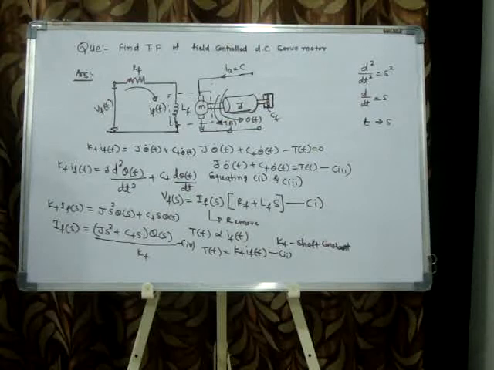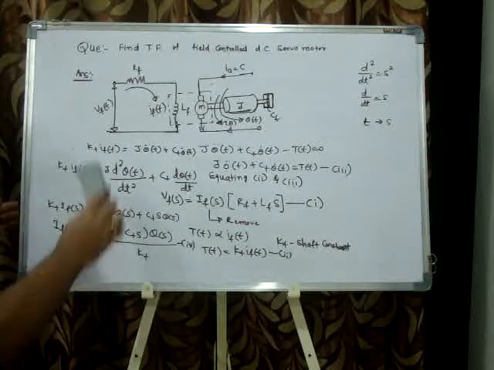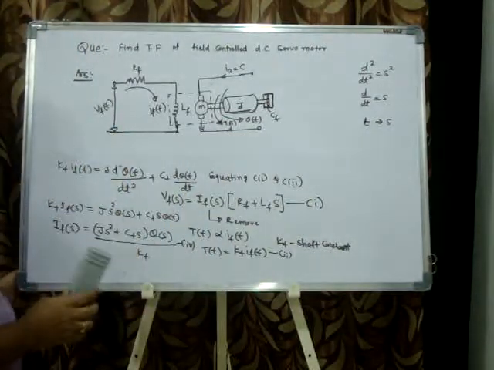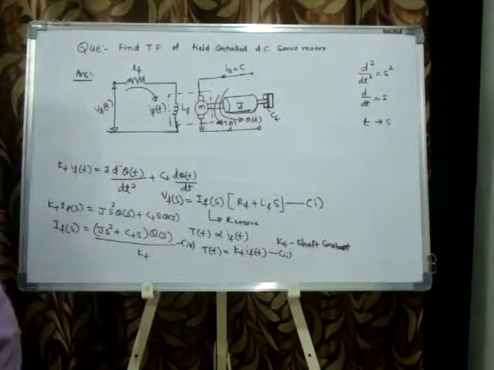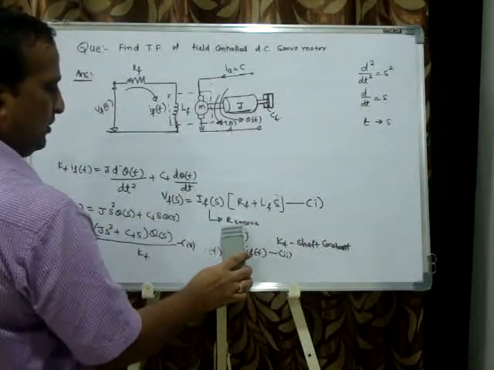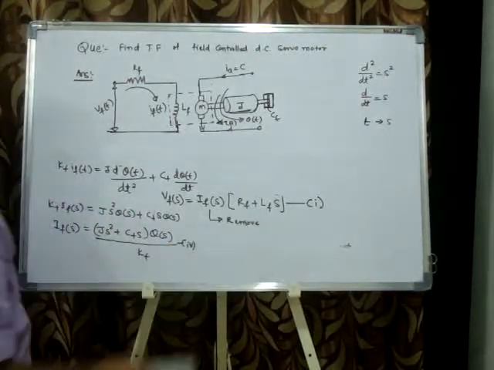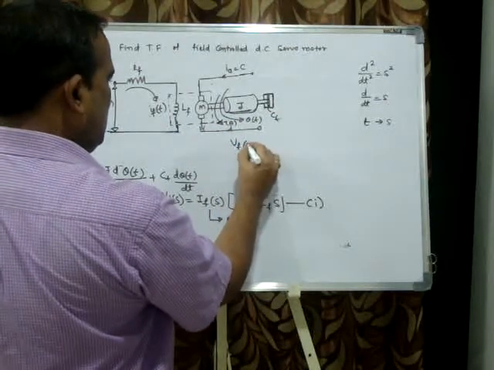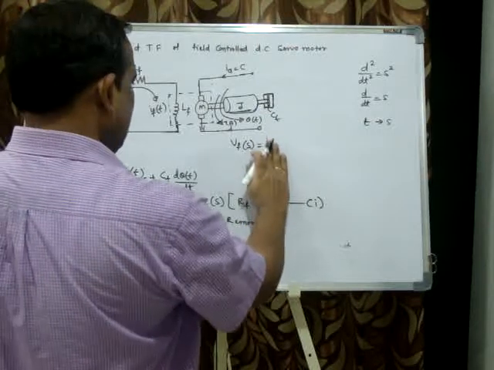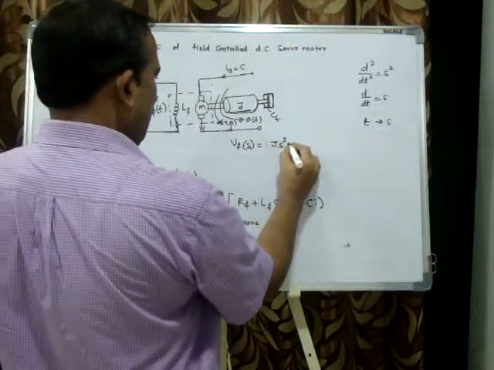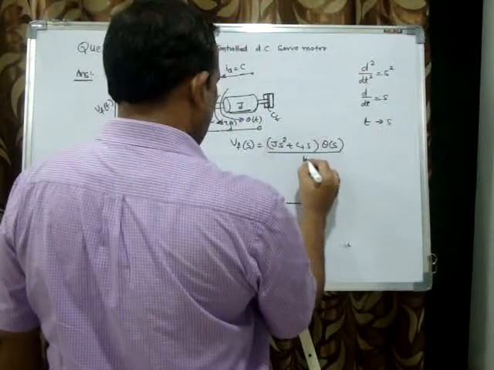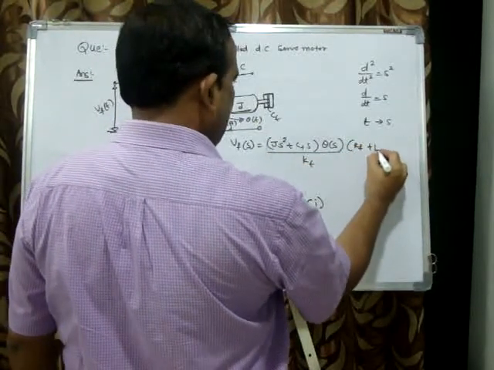Now finally you have to substitute equation number 4 in 1. If I substitute equation 4 in 1, V_f of s equals i_f of s, which is (J s square plus Ct s) theta of s divided by Kt, times (R_f plus L_f s).